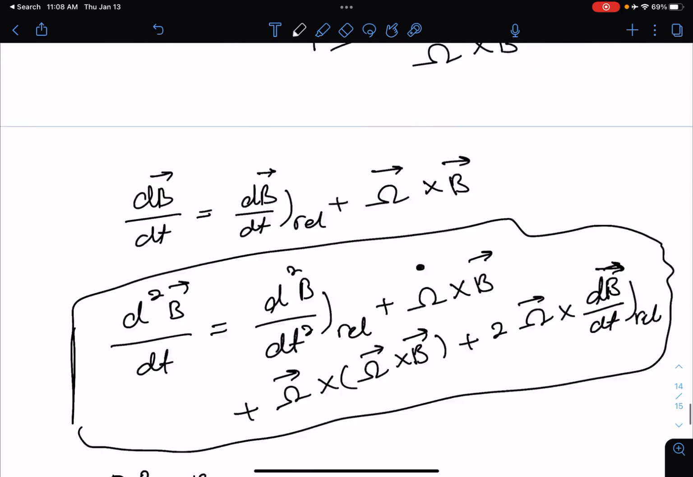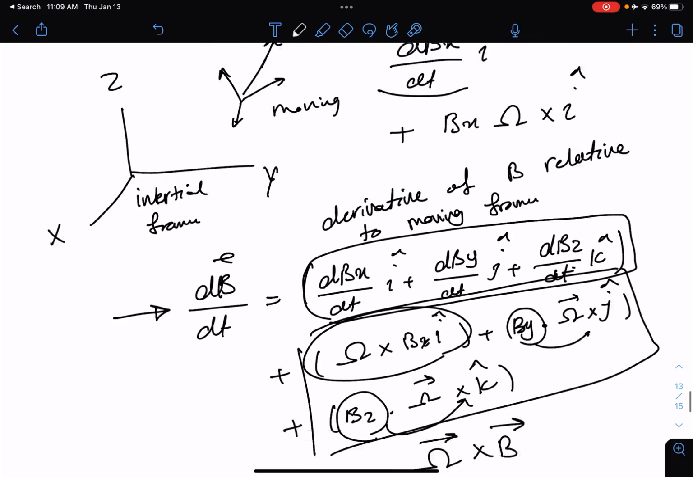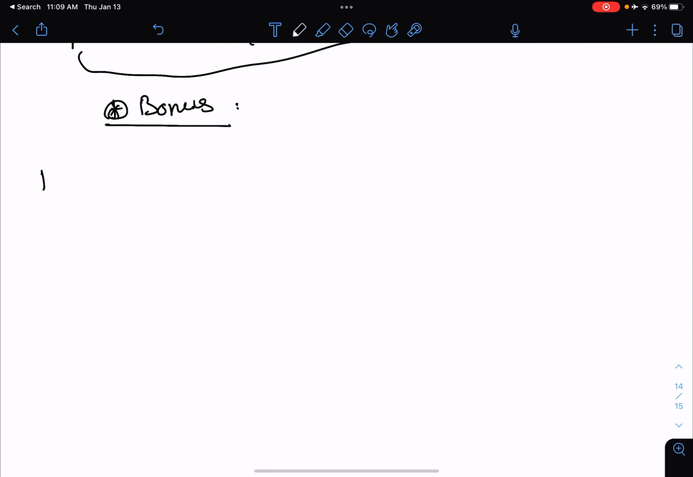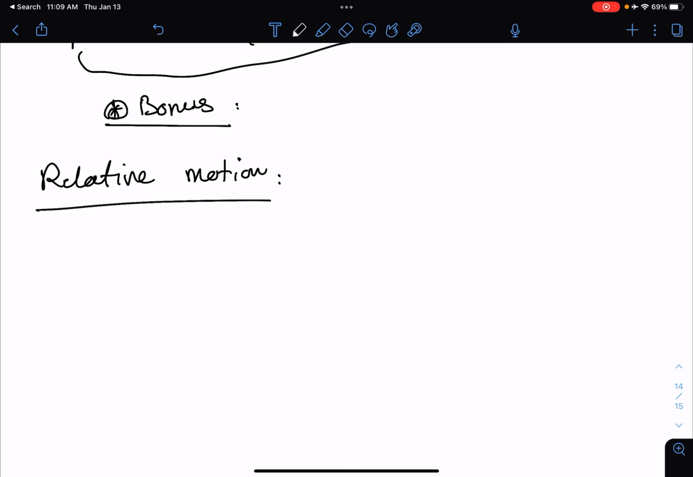Since we already know the time derivative of a moving vector, we already understand how to calculate this. We can actually talk about relative motion as well. Relative motion is exactly the same topic as before, talking about the time derivative of a moving vector. That moving vector is your position vector r.